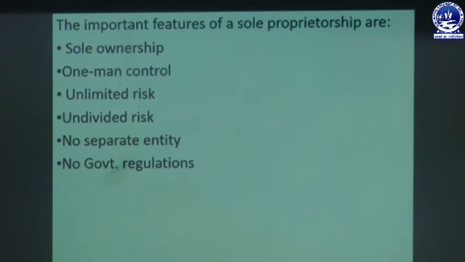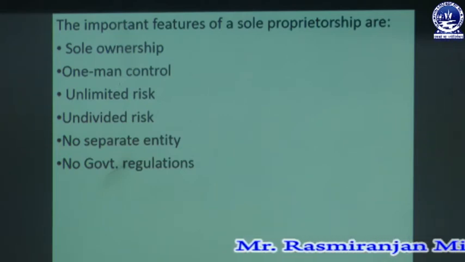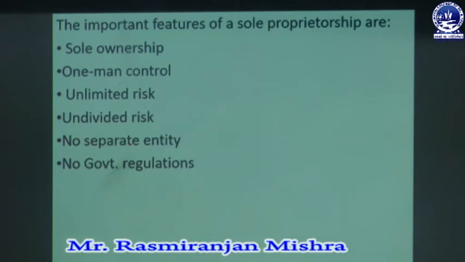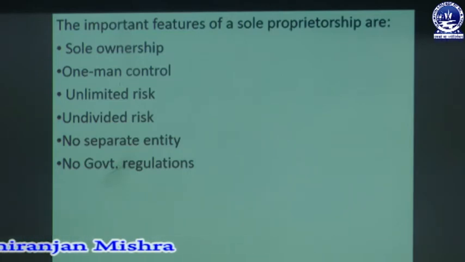First one is sole ownership. That means a single individual can start a sole proprietorship business. That is, all the money is contributed by the single individual, who takes all the risks, controls all the management activities, takes out all the profits, and in case any loss is suffered, that is also suffered by that single individual. So, sole trade business is called a sole ownership business.